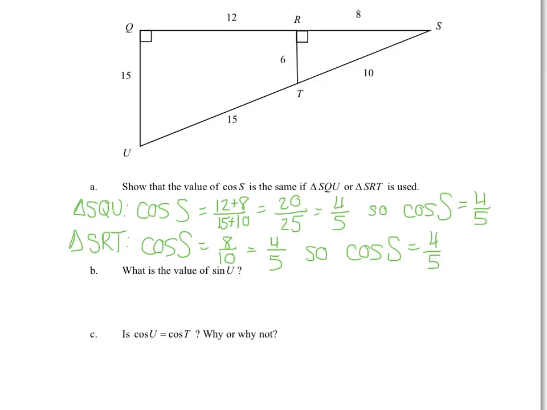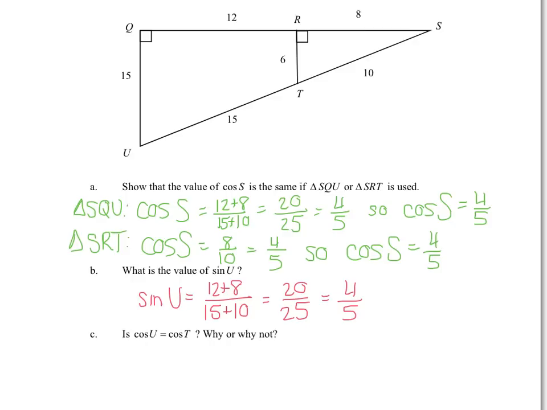Next it asks, what is the value of the sine of U? Well, here's angle U. Sine of U is my opposite, so that is 12 plus 8, over my hypotenuse, which is 15 plus 10. This becomes 20 over 25, and like above, this simplifies to 4/5. So the value of sine U is 4/5.